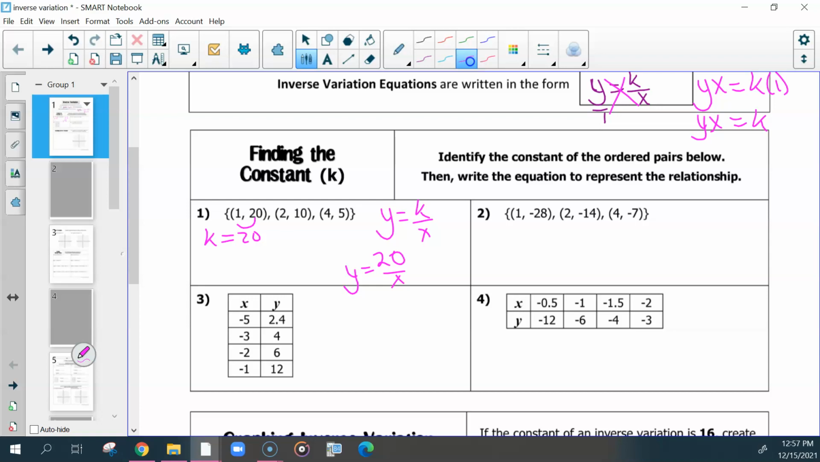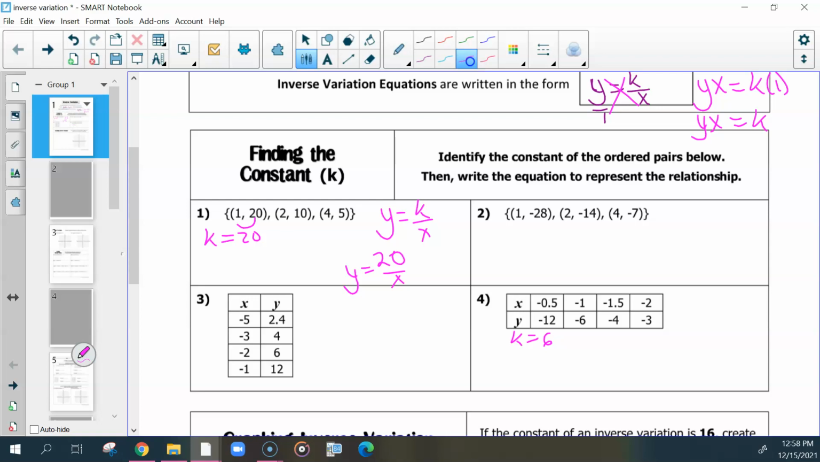Let's do number 4. Same thing, even though it's in a table, to find our constant k, we need to multiply x and y. So for number 4, if we multiply negative 0.5 by negative 12, that's the same thing as saying negative 12 divided by negative 2. So this would give us positive 6. Then we just need to make sure that all of these have the same constant. Really, we multiply negative 1/2 and negative 12. I just converted it back to a fraction in my head and multiplied it that way.